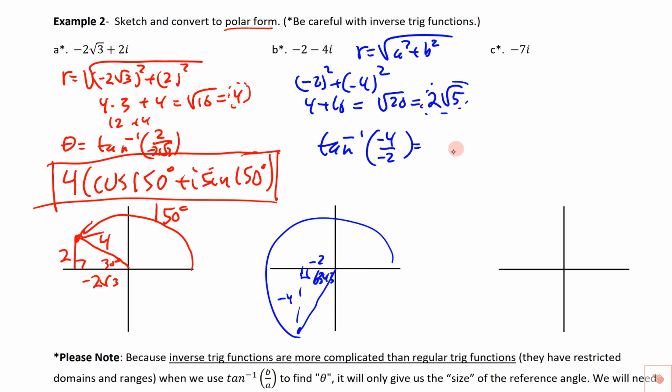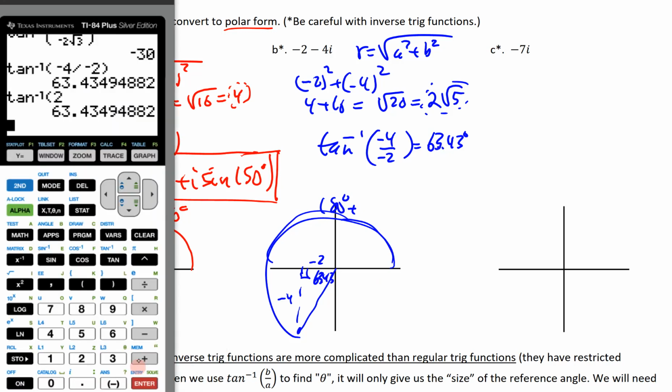So how do we figure out what the entire angle is? If this is 63.43, how do we figure out what the whole angle is? Well, from this is 90 and this is 180, so it's going to be 180 plus that measurement right there. So we'll grab the calculator, we'll just hit plus 180, and we end up with 243.43.